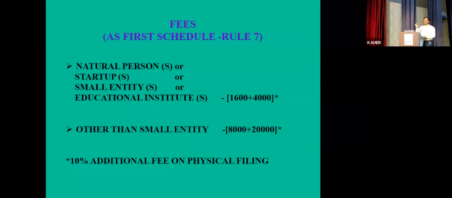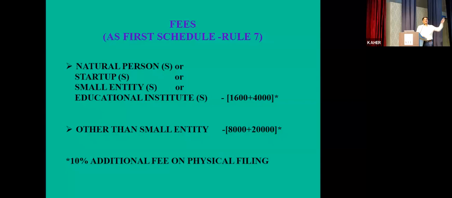This is for online filing. If it is offline, either by way of post or coming to the patent office and filing at the counter, 10% is additionally levied. Paper filing will be levied with 10% extra on this 5600. So we encourage online filings.